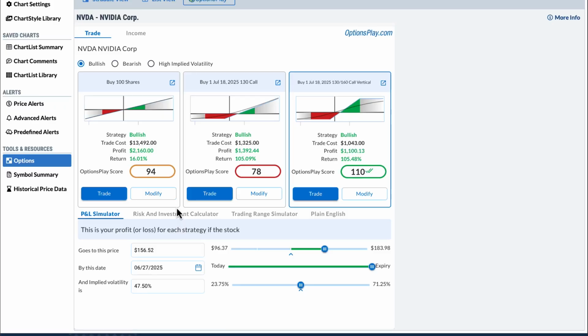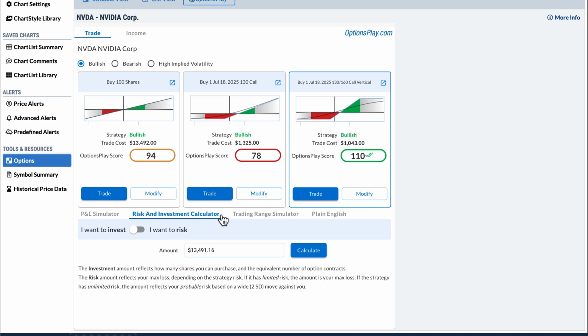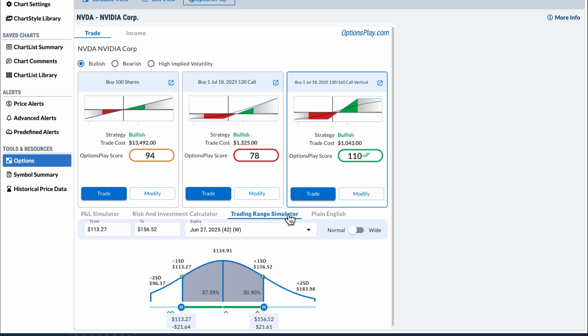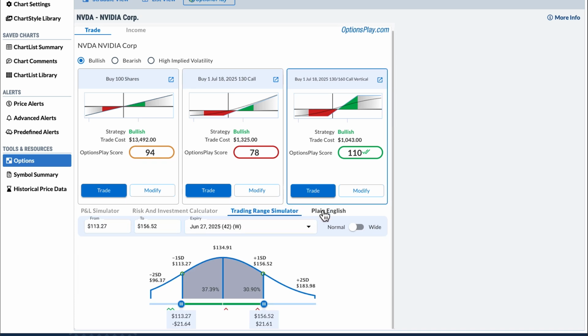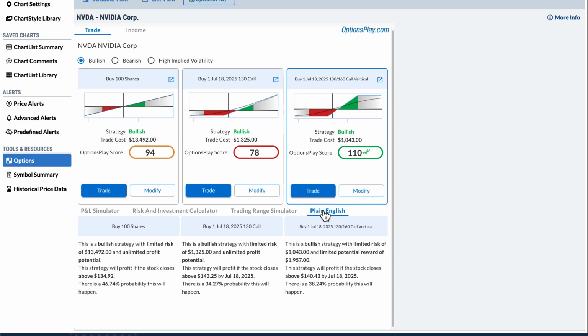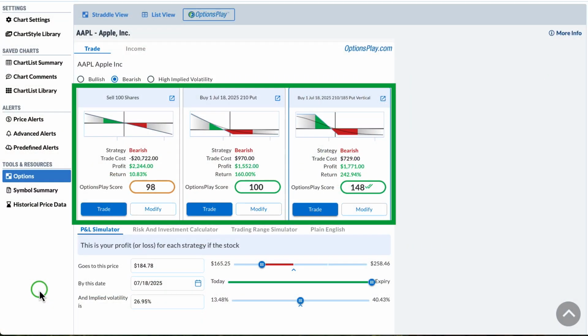So I'm back on the trade side of things, and below these wonderful graphs, there's a P&L simulator, risk and investment calculator, trading range simulator, and plain English. Of course, I'm going to go to plain English, but when might I want to look at these other ones? Yeah, the P&L simulator is probably one of the most useful tools because we're showing you 3 strategies side by side, and we're helping you progress as a trader from the more simple strategies to the more advanced strategies. The P&L simulator allows you to actually see how the 3 strategies perform side by side for any scenario that you have for the underlying stock.